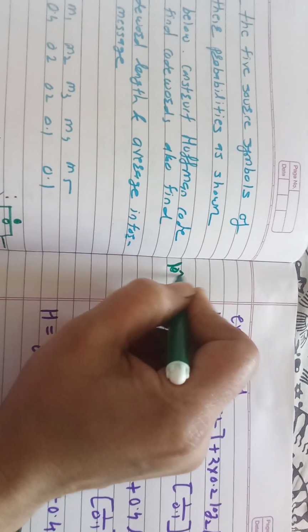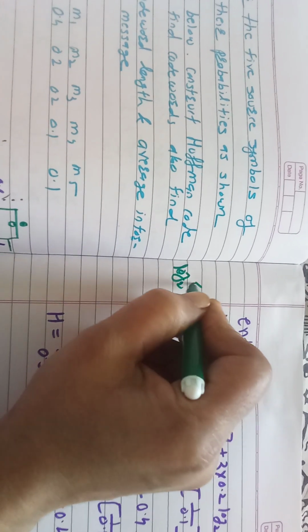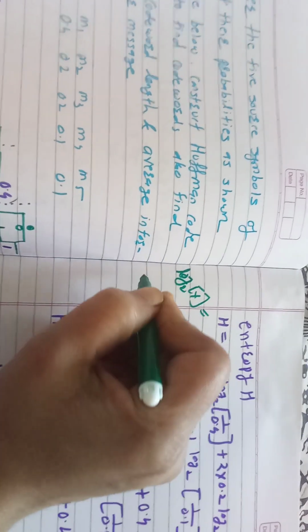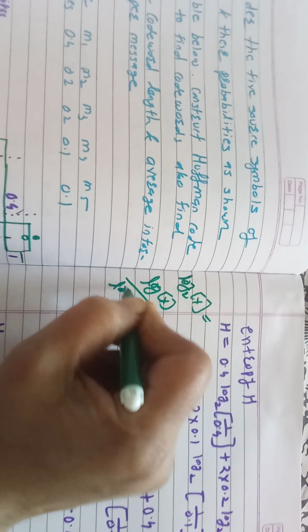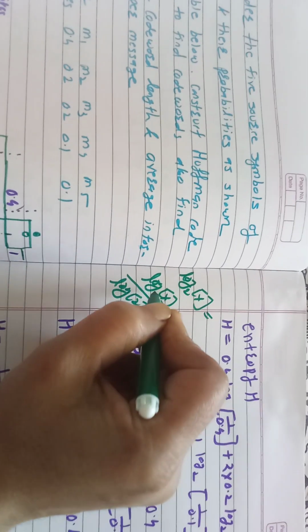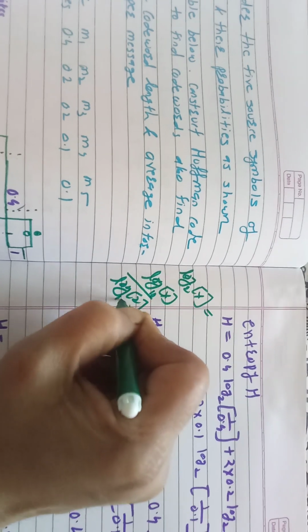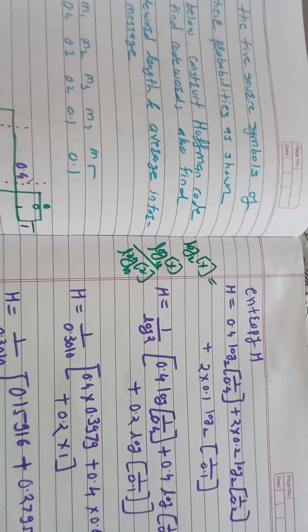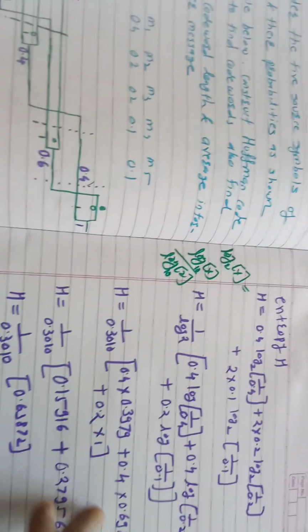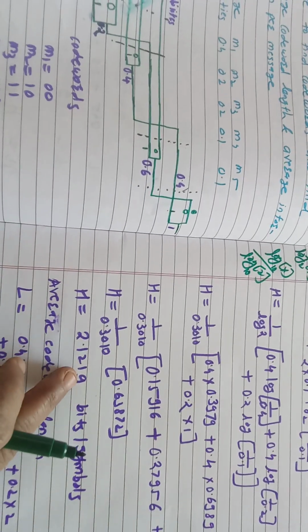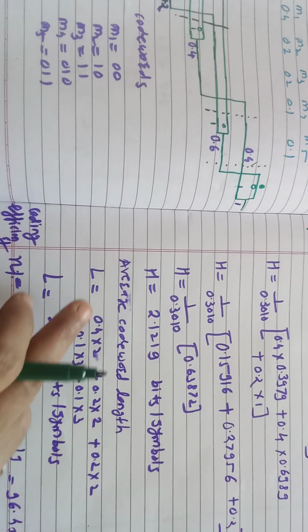Log of 2x, anything is nothing but log of x divided by log 2. So what is this? Log to the base 10. Okay, we have discussed it many times. So these values are put, and you got 2.1219. Average code word length is Σ Li Pi.